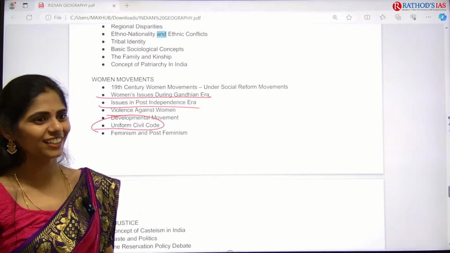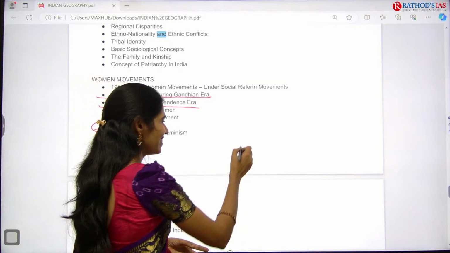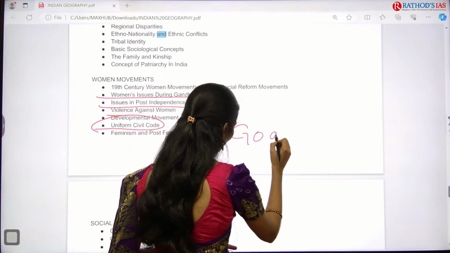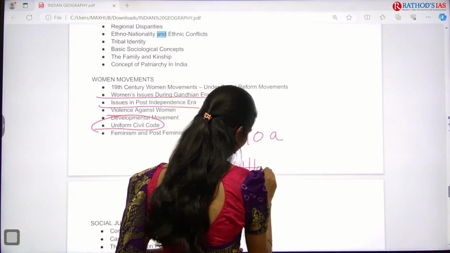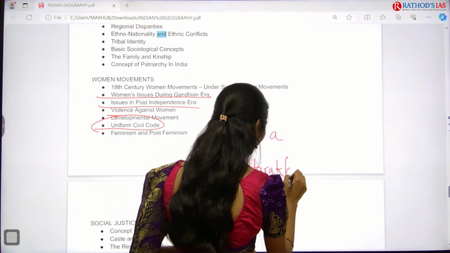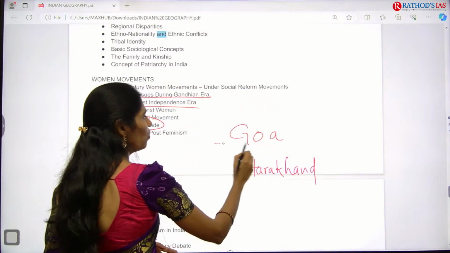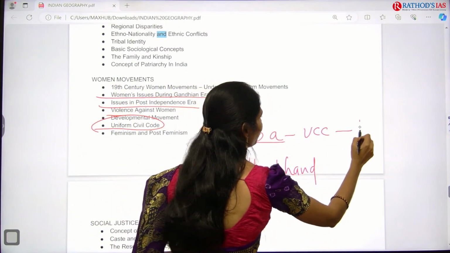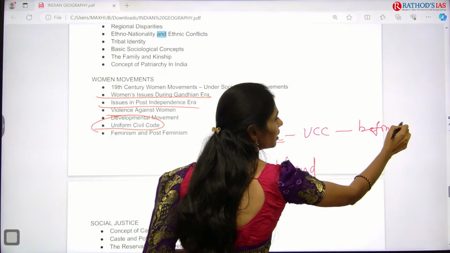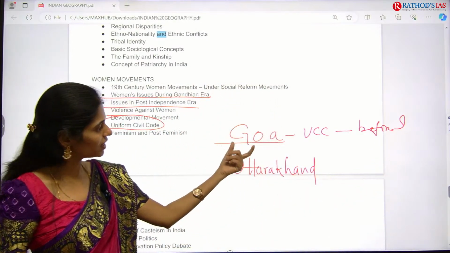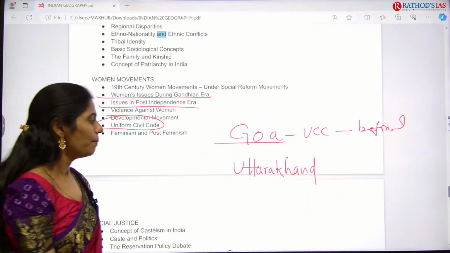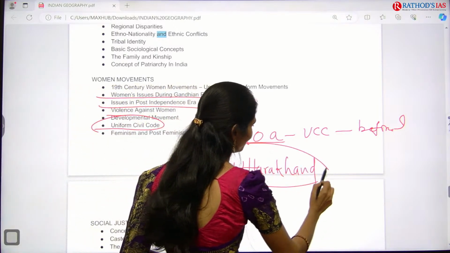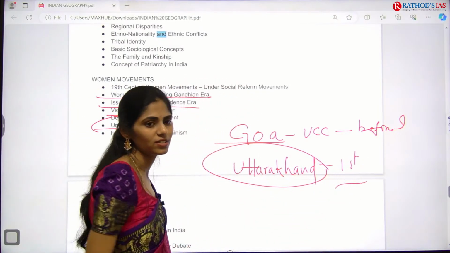Actually it is the first state in India, not second. Yes, I will tell you the story. We have Goa and we have Uttarakhand. Actually Goa had this UCC before our independence. Before India's independence itself, Goa was having this UCC. But after independence, Uttarakhand is the first state in India to have this UCC.